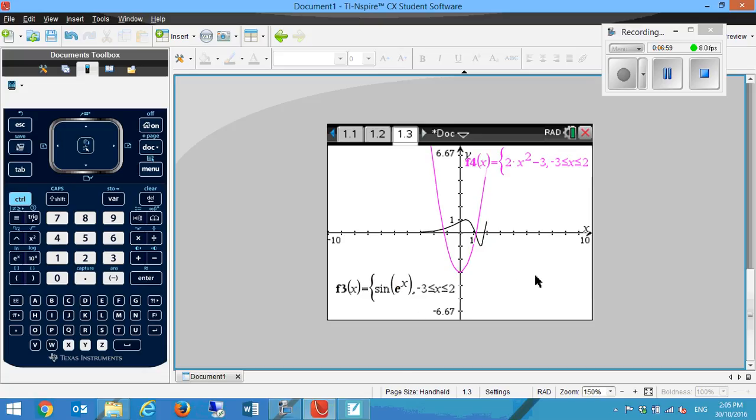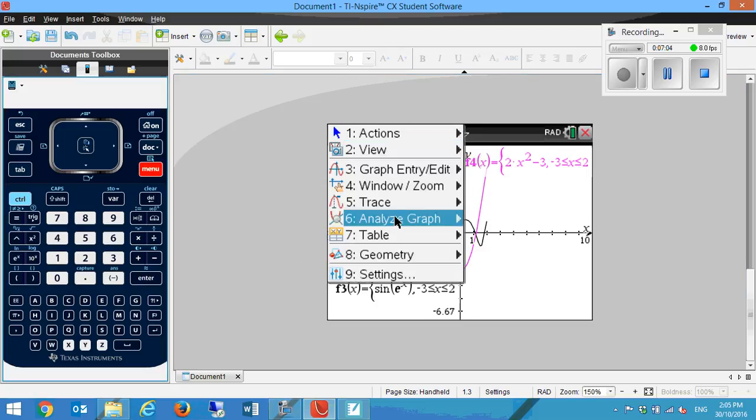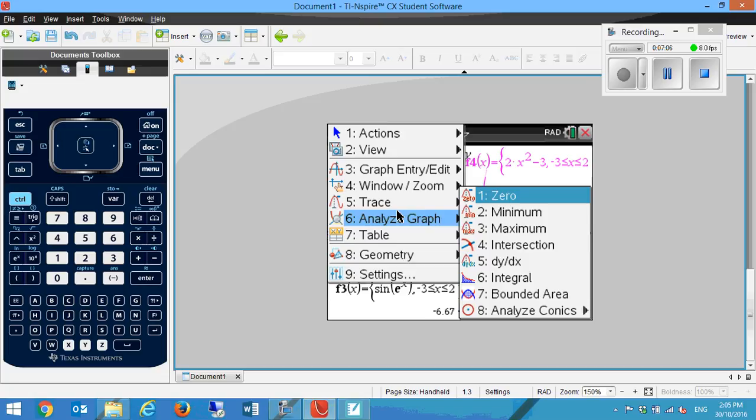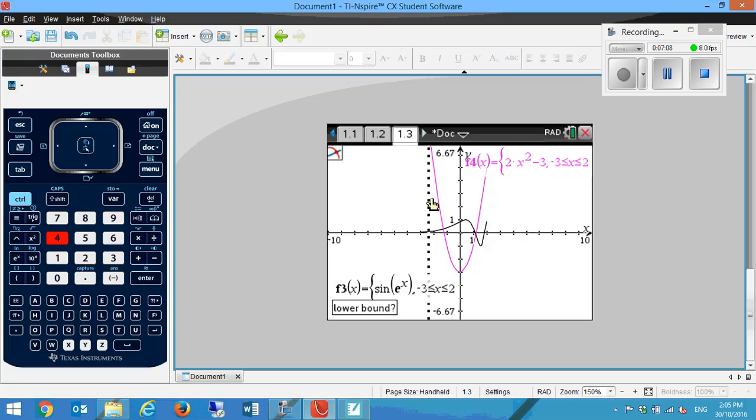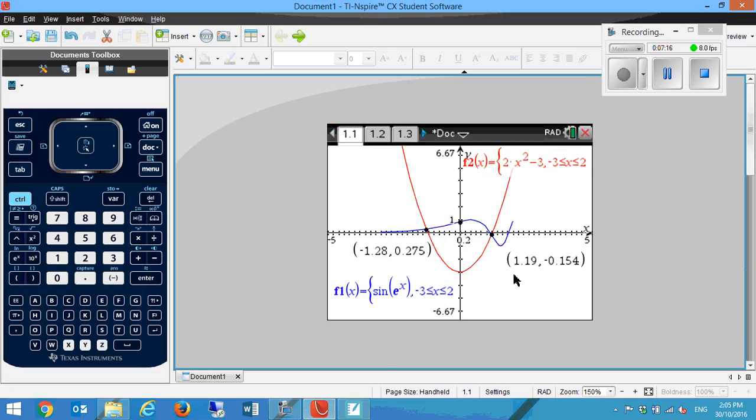Now, if we want to get the solution, we're after our points of intersection. Of course, you know how to do that. To analyze, our intersection, we set the lower bound and upper bound, and we come up with our intersections. So I've set this up already here on this other tab, and there are two solutions. So x is equal to 1.19 or x equals -1.28.